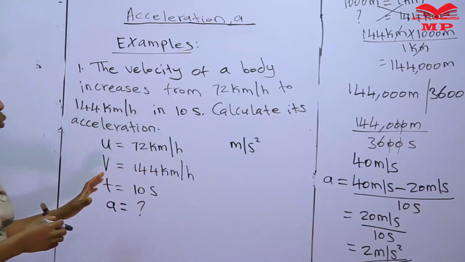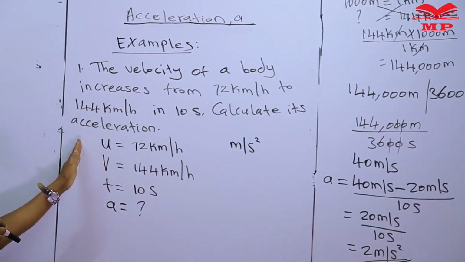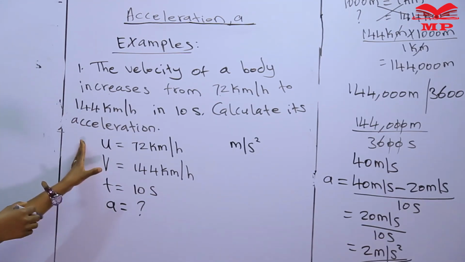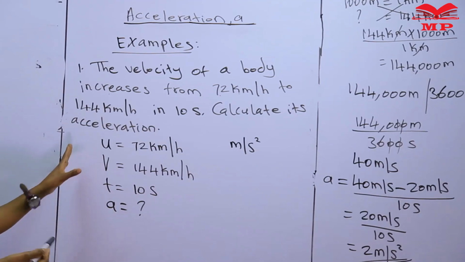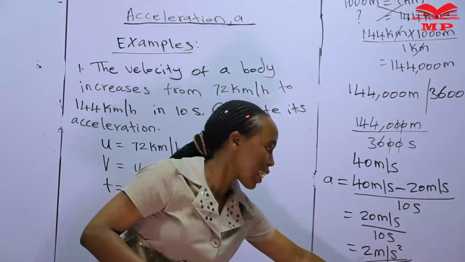As we said, you can see that the final velocity is greater than the initial velocity, meaning that there is an acceleration. The body is accelerating, which is the opposite of deceleration. So our acceleration is 2 meters per square second.